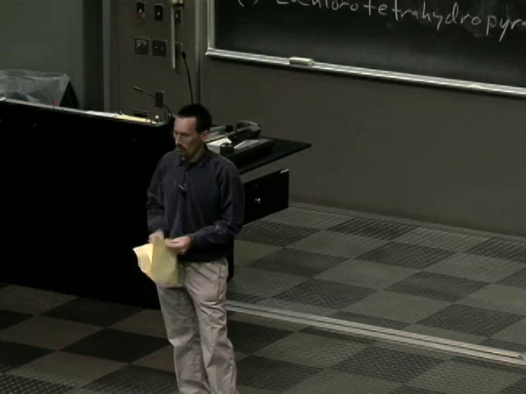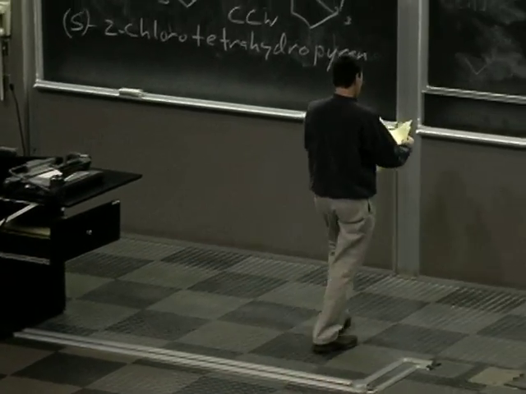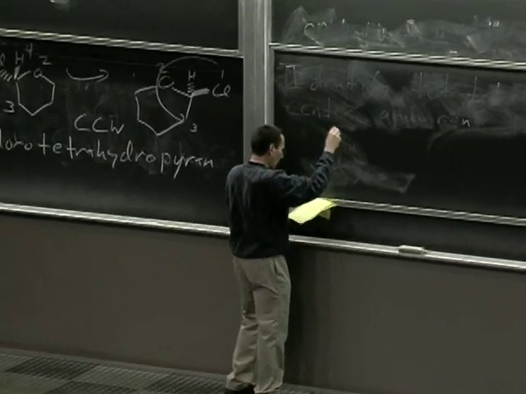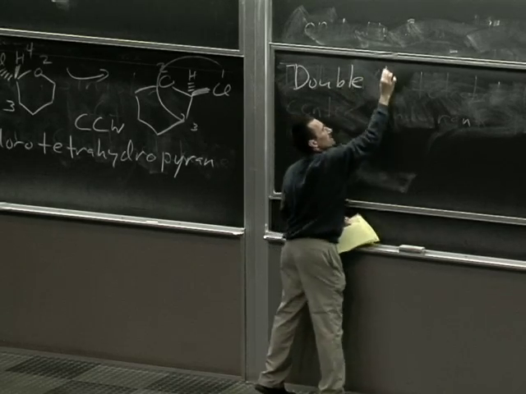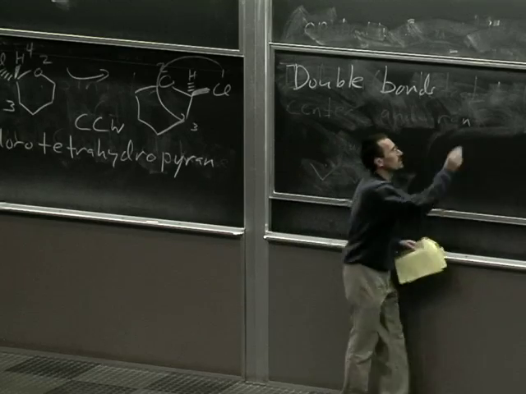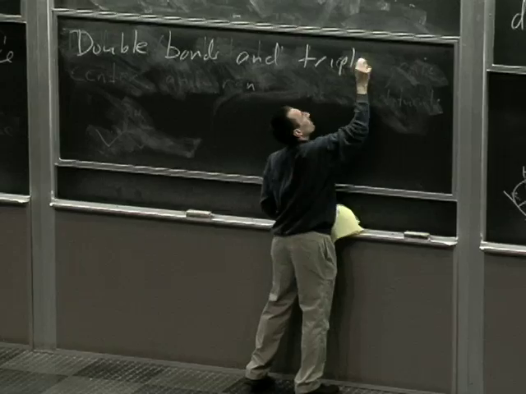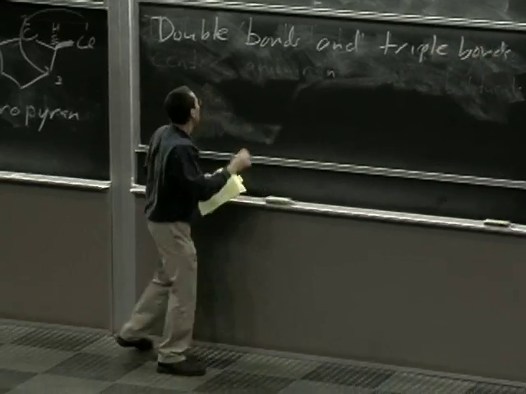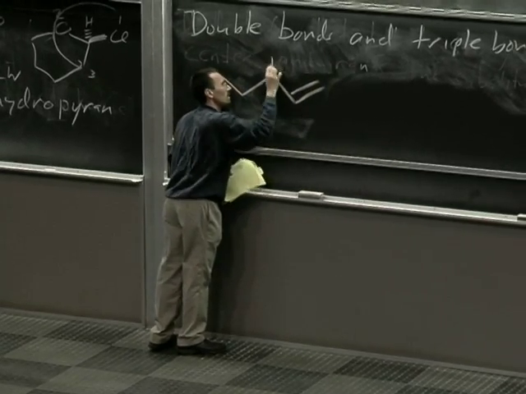So, a couple more little rules. One of them is how we treat double bonds and triple bonds. And we're going to pretend something.